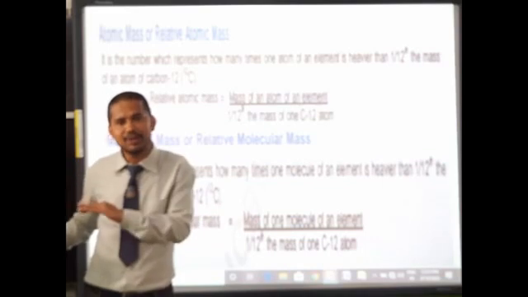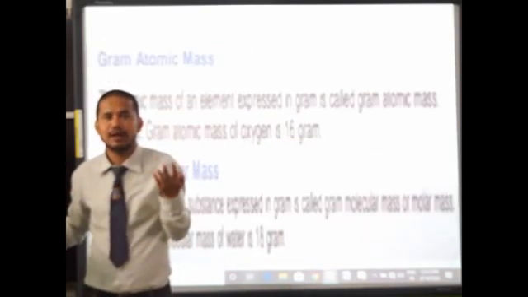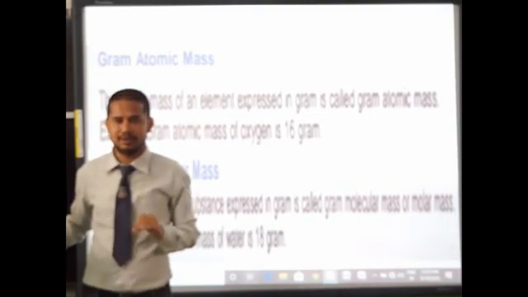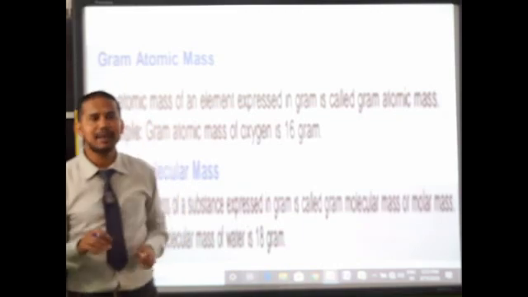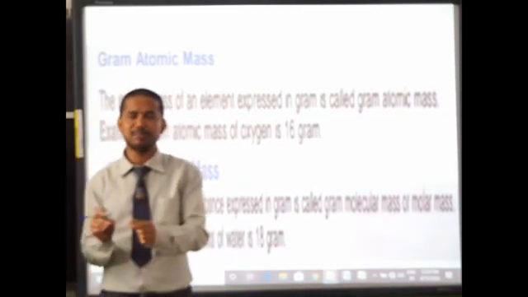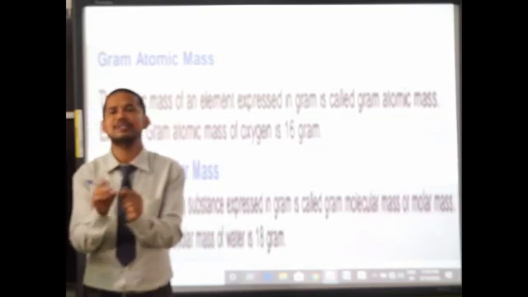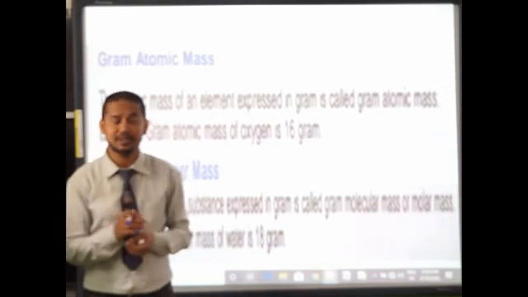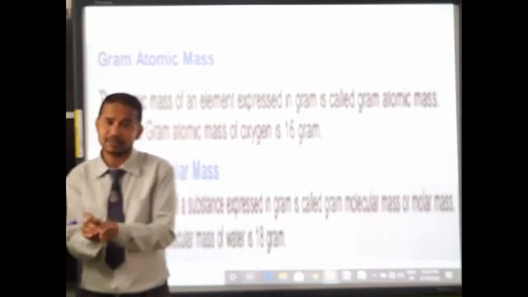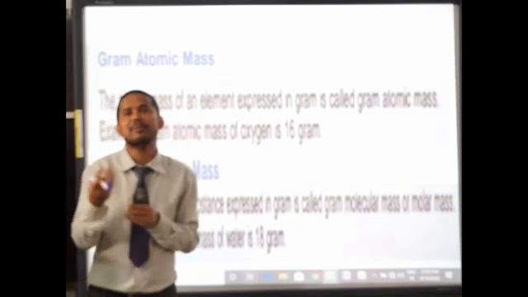So why I am doing all this is because we need this for this chapter, to do numericals in this chapter. Then gram atomic mass. It is simply relative atomic mass expressed in terms of gram. The atomic mass of an element expressed in gram, or you can say relative atomic mass of an element expressed in gram, becomes gram atomic mass.